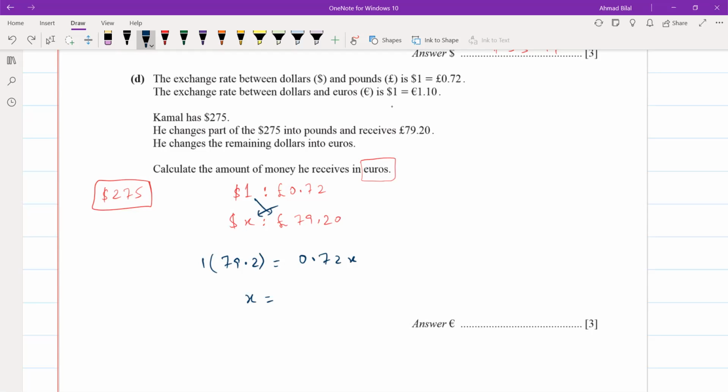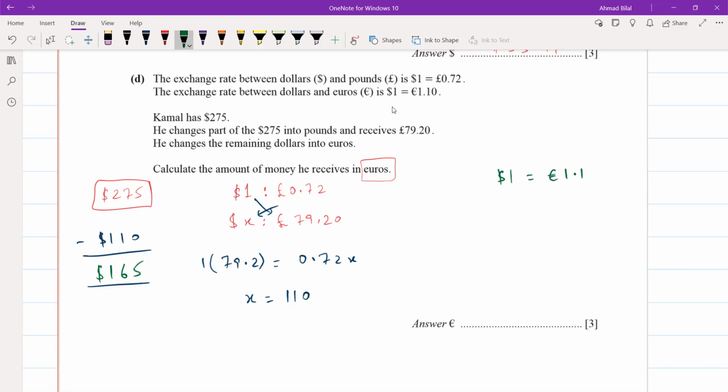So that turns out to be 79.2 divided by 0.72, and that is $110. तो बेसिकली 275 में से $110 जो है उसने क्या किया है? पाउंड में कन्वर्ट कर दिया. What are you left with? You're left with $165. अब ये $165 उसने क्या किया? फिर उसको यूरोस में कन्वर्ट किया. अब यूरोस का कन्वर्जन रेट क्या है? That's given like this.